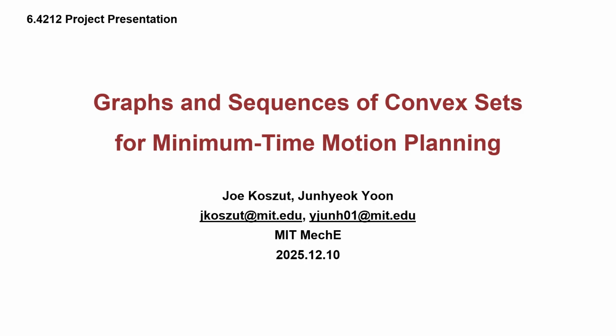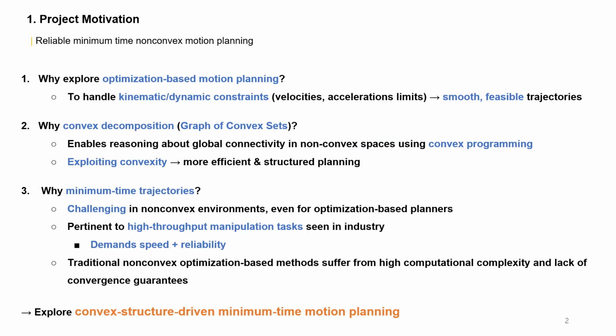Today we present our project on graphs and sequences of convex sets for minimum time motion planning. Our motivation is reliable minimum time motion planning. We use optimization-based planning because it allows us to generate trajectories that satisfy kinematic and dynamic constraints. GCS helps by decomposing complex and non-convex spaces into a graph of convex sets that preserve global connectivity.